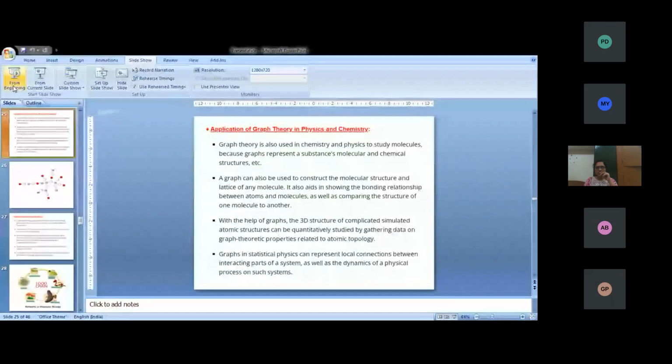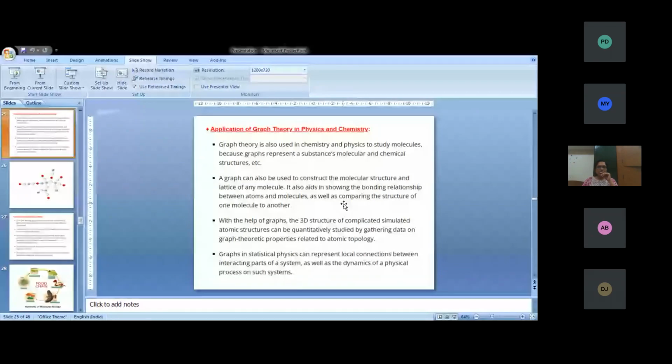Now, applications of graph theory in physics and chemistry. We'll see how we use graph theory in physics and chemistry. In chemistry and physics we study molecules, because graphs represent substances, molecular and chemical structures, etc. A graph can construct a molecular structure or lattice of any molecule. It also aids in showing the bonding relationships between atoms and molecules, as well as comparing the structure of one molecule to another.